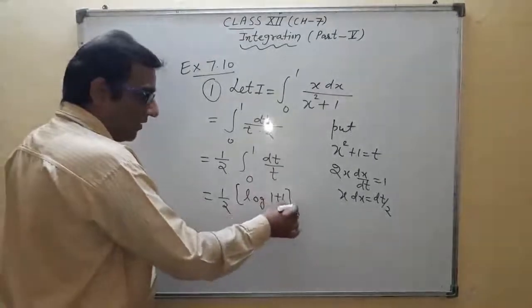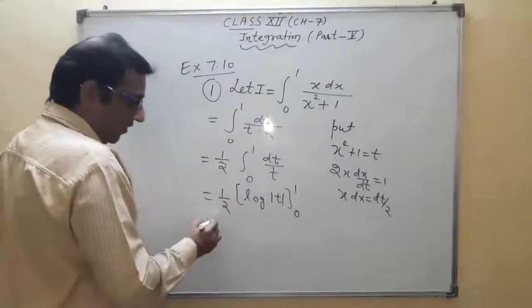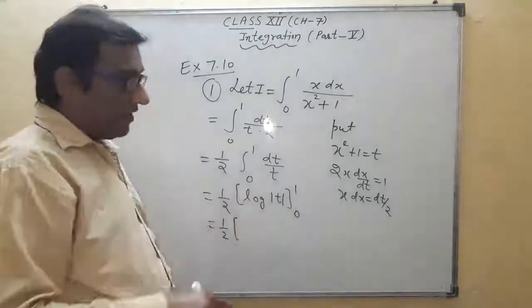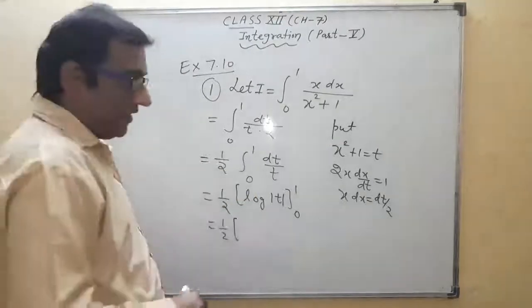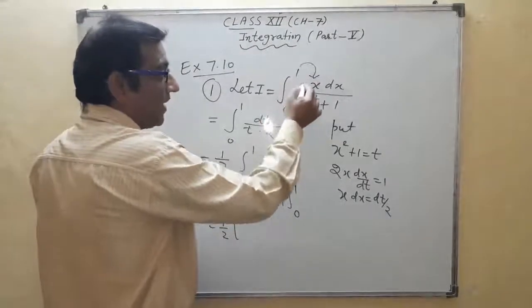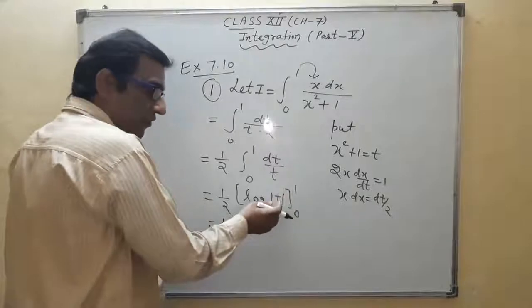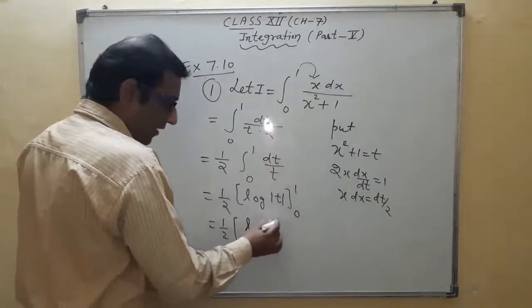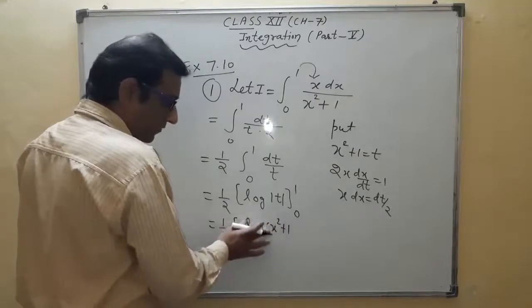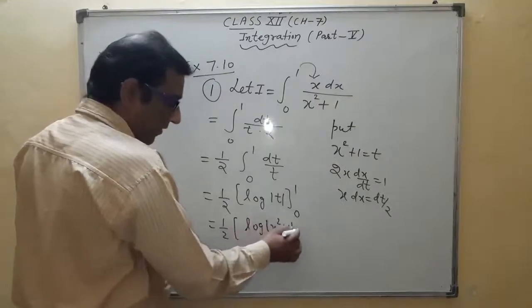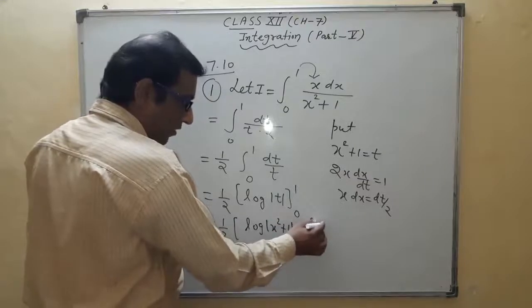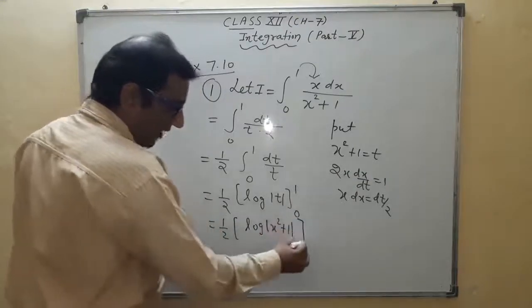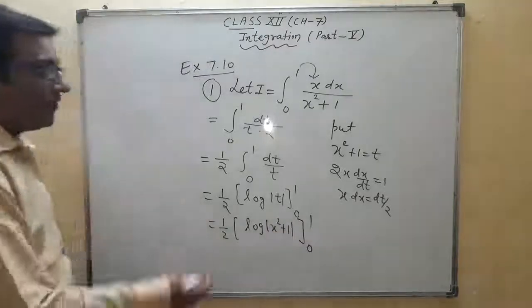Now we will apply the limit. So first we will apply the upper limit. Before applying the limit, first we will put back the value of t, because these limits again are related with x. So first we will substitute t by x, so that it becomes log x square plus 1 minus. Okay, first we will substitute the value of t here, and then we will write the limit here. After that we will solve it.